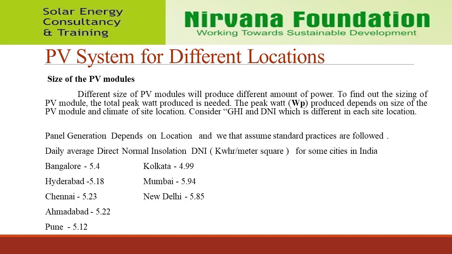Daily average direct normal insolation in kilowatt-hour per meter square for some cities in India. Bangalore 5.4. Kolkata 4.99. Hyderabad 5.18. Mumbai 5.94. Chennai 5.23. New Delhi 5.85. Ahmedabad 5.22. Pune 5.12.